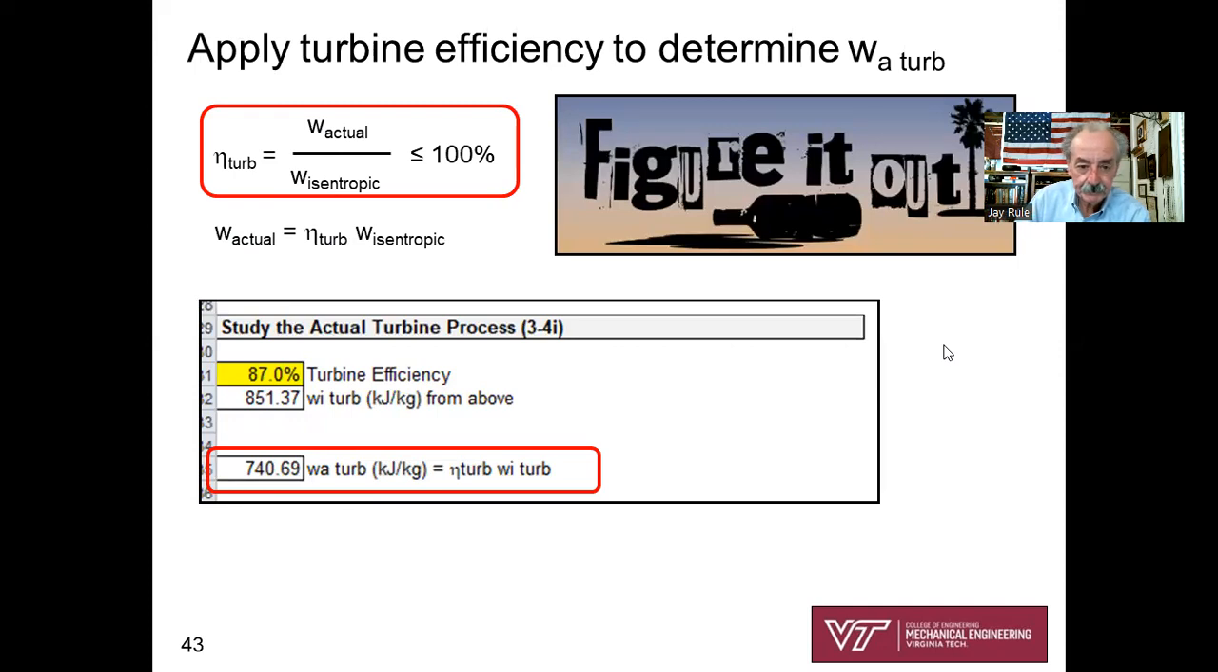We're going to apply turbine efficiency to get the actual work of the turbine. Simply multiply the isentropic work, Wi of the turbine, by 87% to get a lower number. W actual of the turbine, 740.69. Got it. All right.